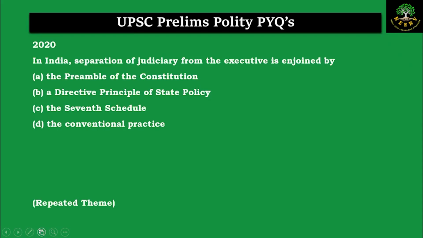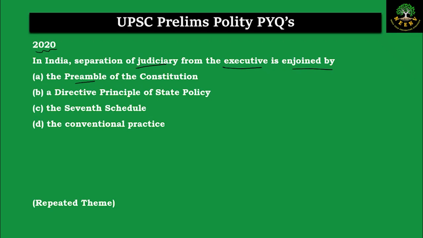Hello students, let us discuss the next question now. This question is from 2020. In India, the separation of judiciary from the executive is enjoined by option A, the preamble, option B, DPSPs, option C, the 7th schedule, and option D, conventional practice.